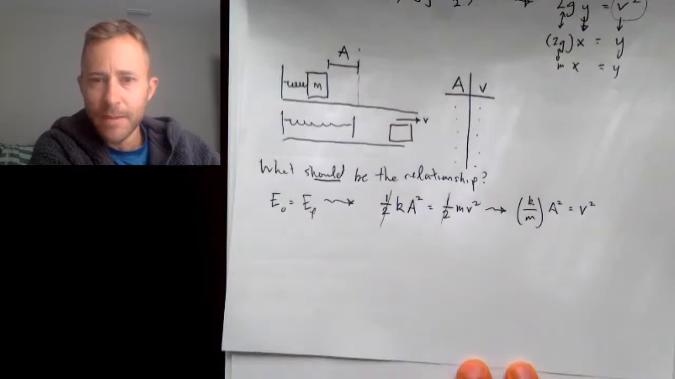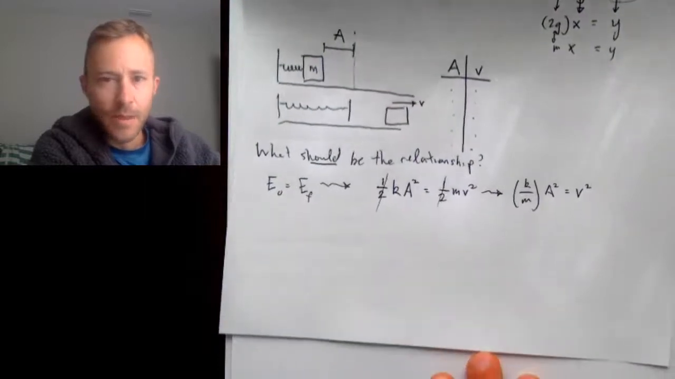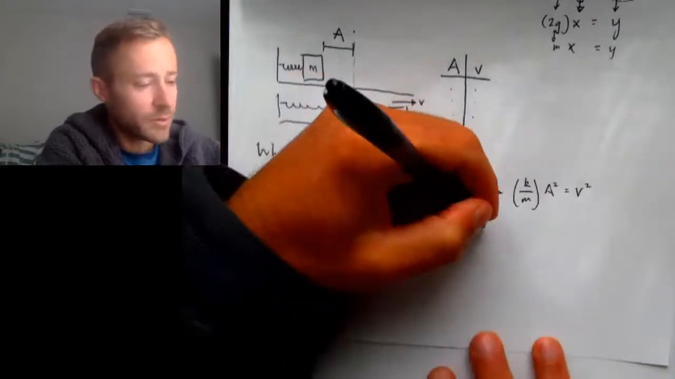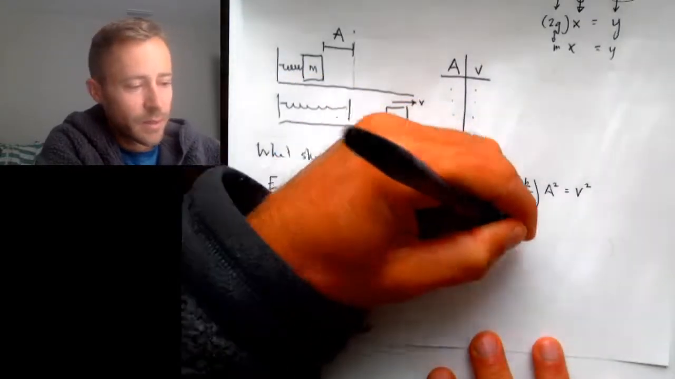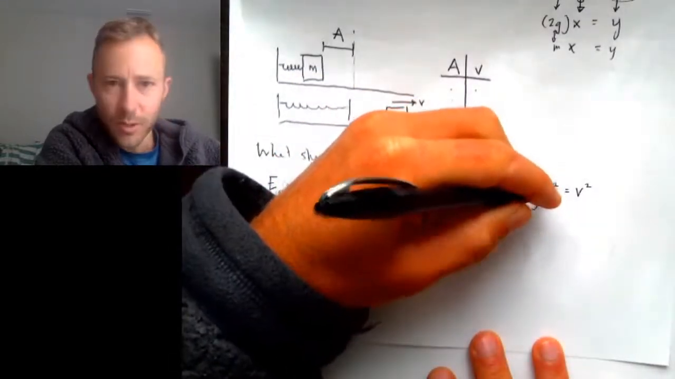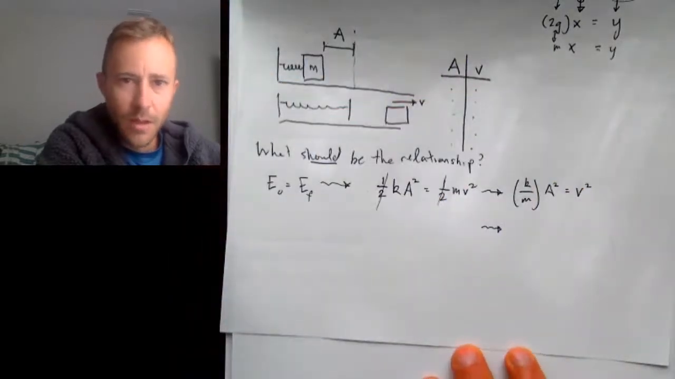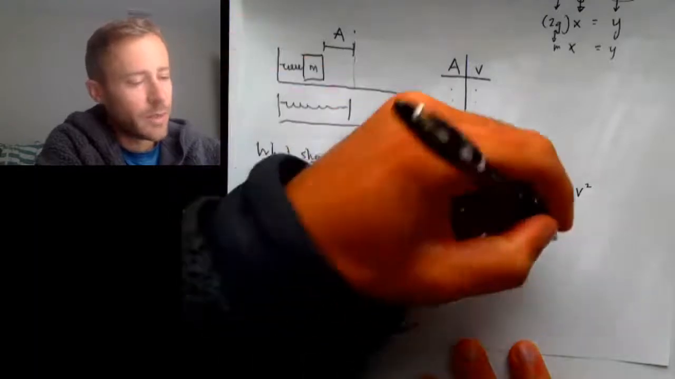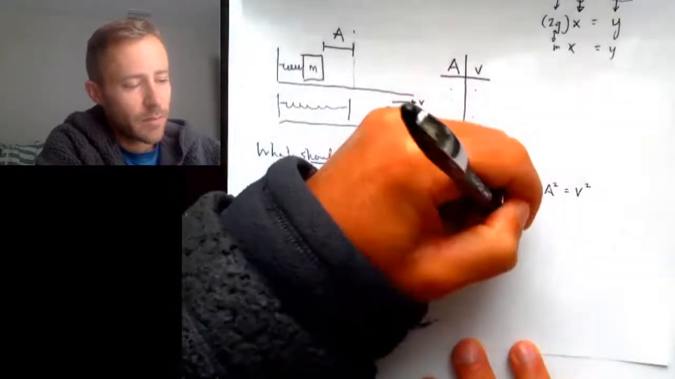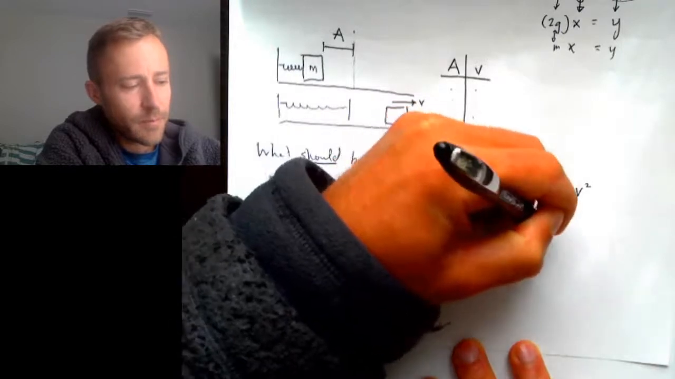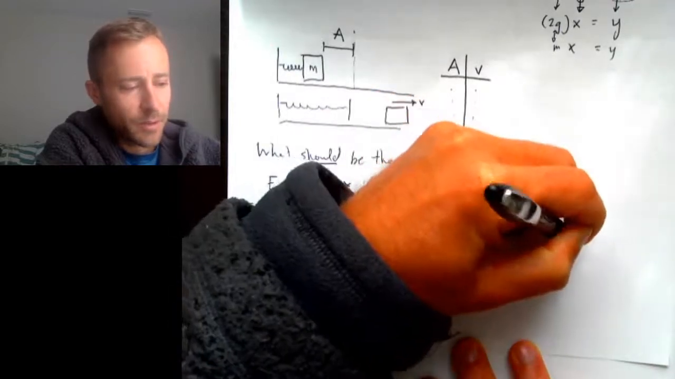All right. And then I could take the square root of both sides. If I take the square root of a squared, and the square root of v squared, that's going to give me the square root of k over m times a equals v.